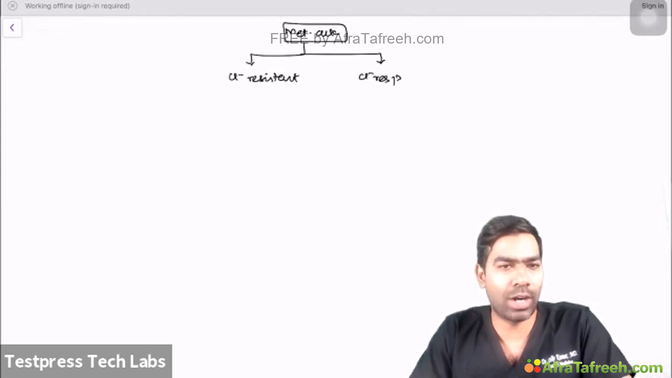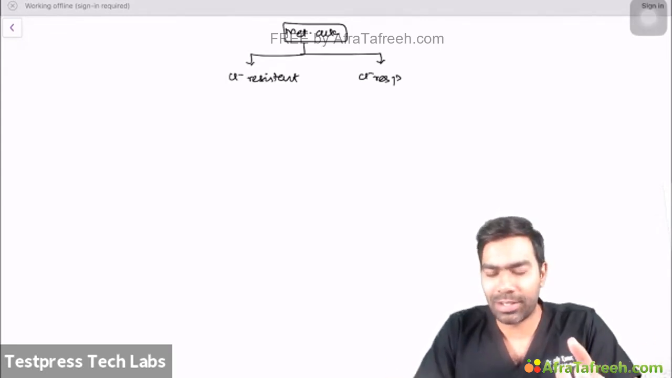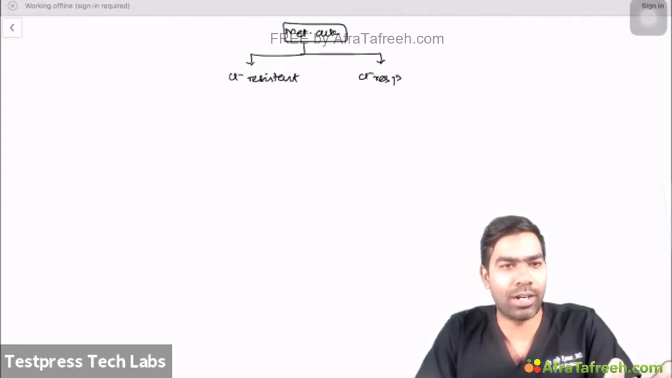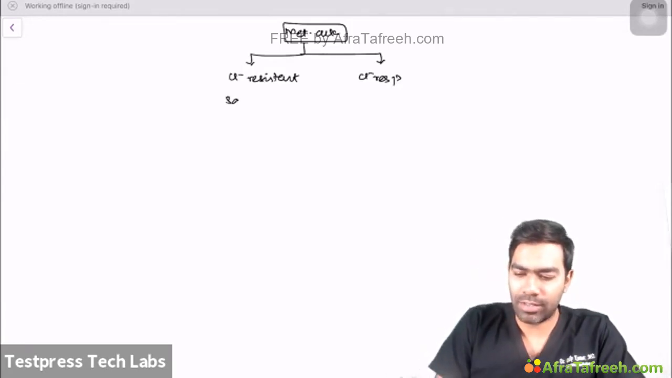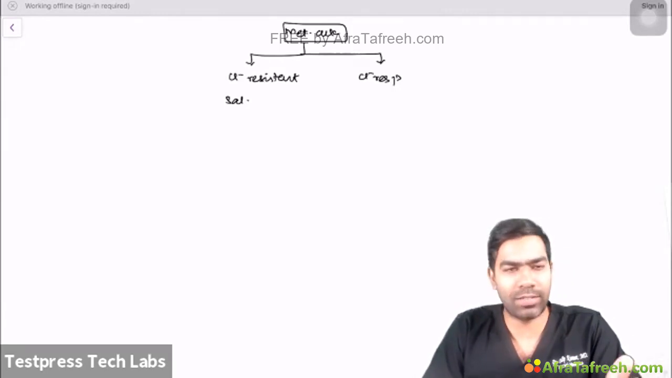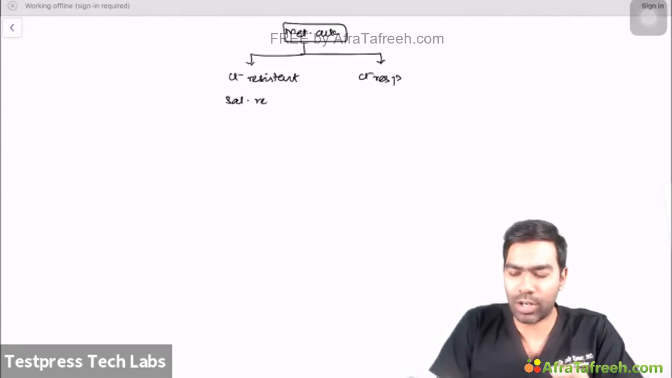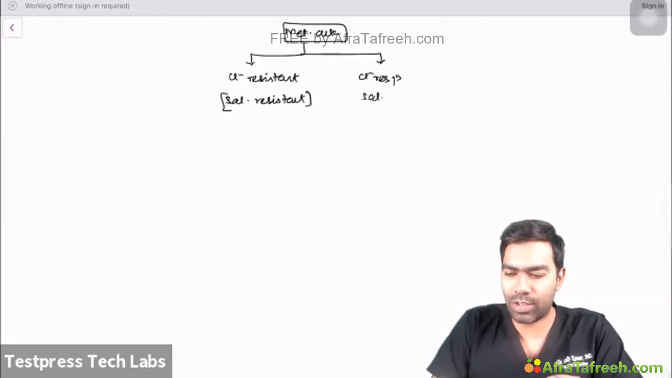So we have chloride resistant metabolic alkalosis. Then you have chloride responsive metabolic alkalosis also. In that setting, because chloride means we are talking about normal saline, we can call it a saline resistant metabolic alkalosis, and we can also have something called saline responsive metabolic alkalosis.